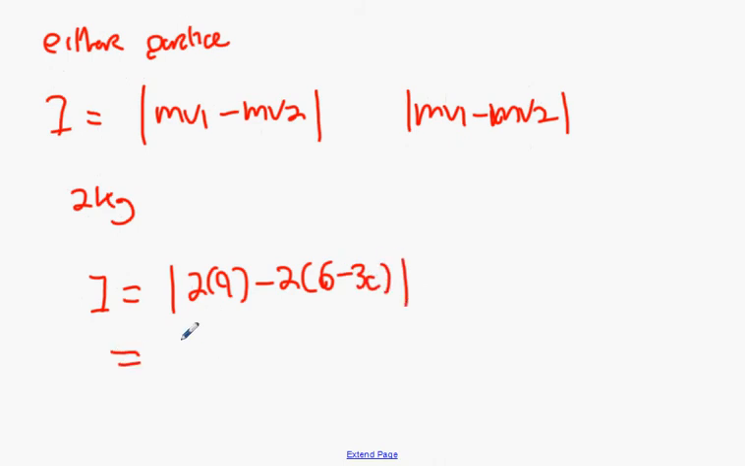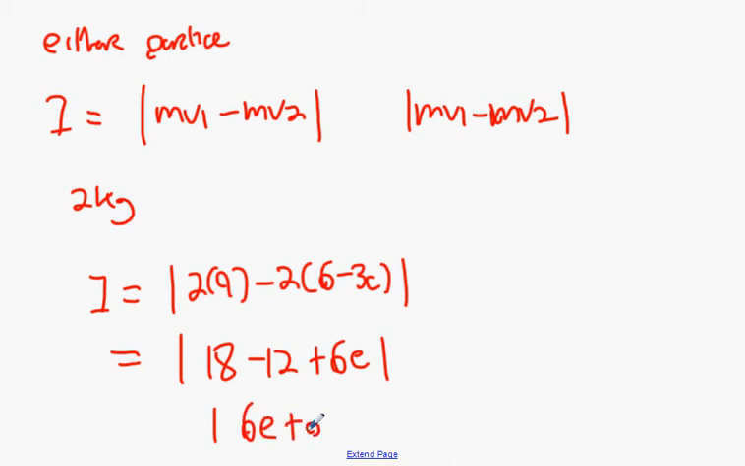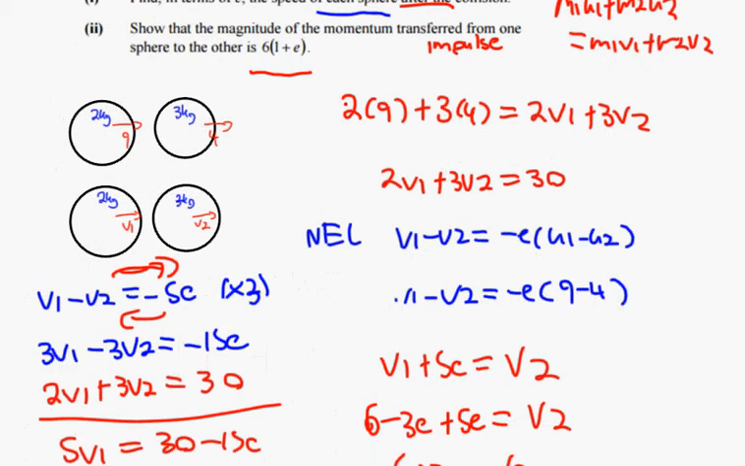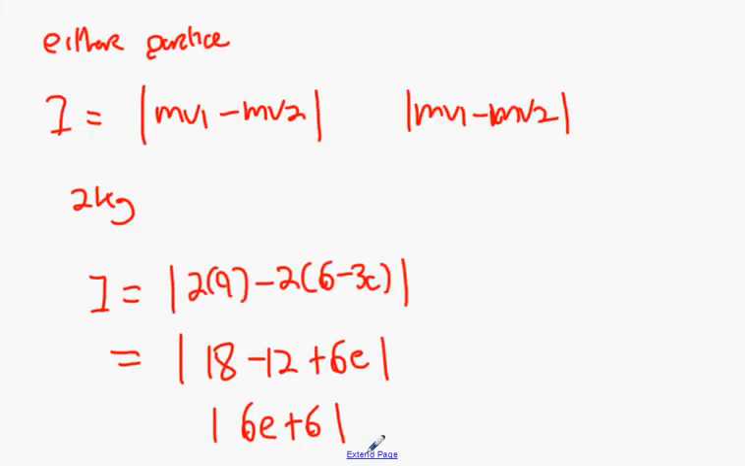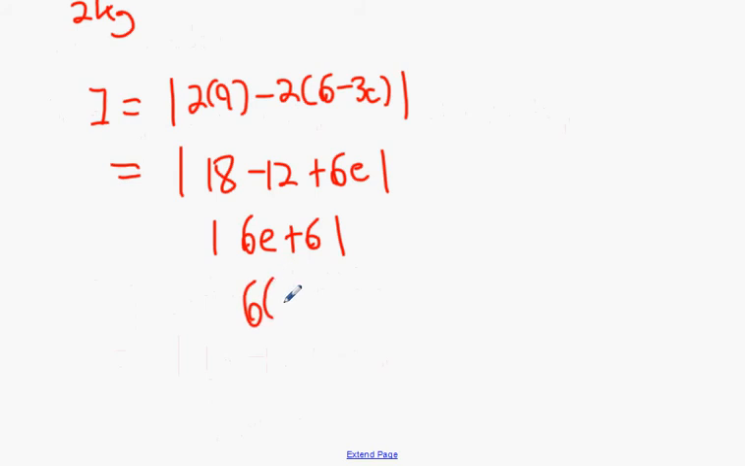Then it's going to be modulus of 18 minus 12 plus 6e. And the modulus of 6e plus 6. Yeah, take that. Or the modulus of 6 into 1 plus e. Same thing. Yes?